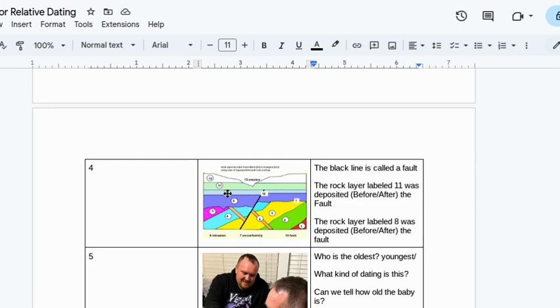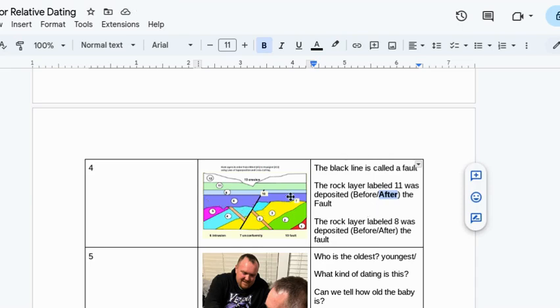Let's take a look at layer 11. That's this layer 11 right here. If you zoom in, you can see the word erosion. And I'll zoom in just a little bit. Okay, so 11 is above the fault line. That lets me know that layer 11 came after the fault.